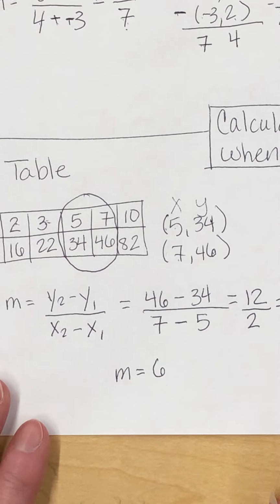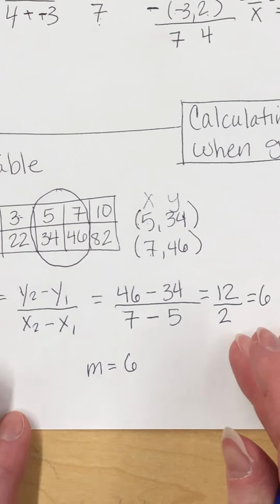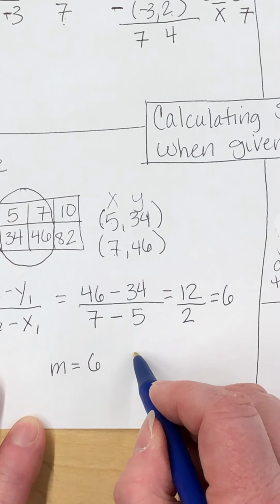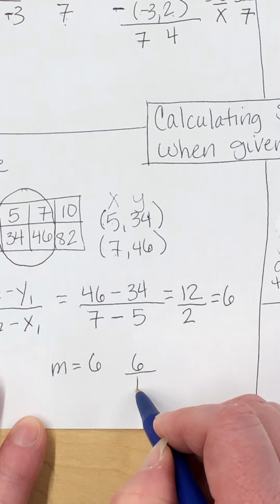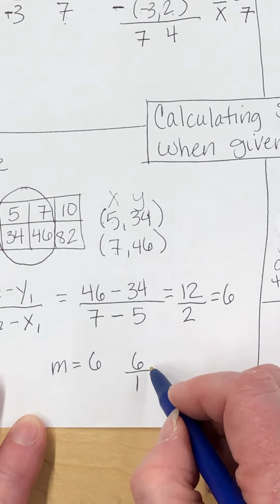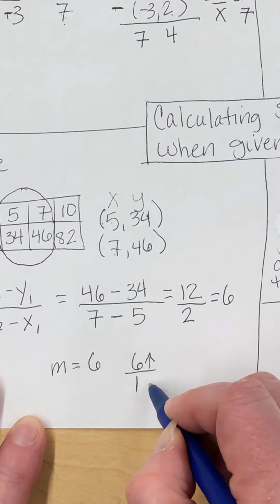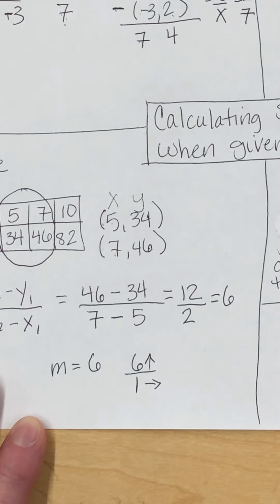Now remember, if you need to do rise over run to graph, you have your rise and your run needs to be over 1. So if you're graphing, you would rise 6 and you would run 1. And you go to the right one because they're both positive.